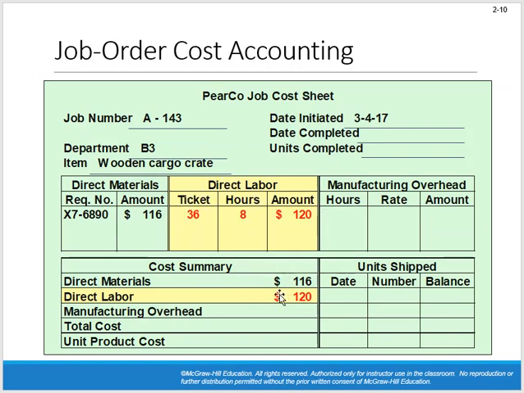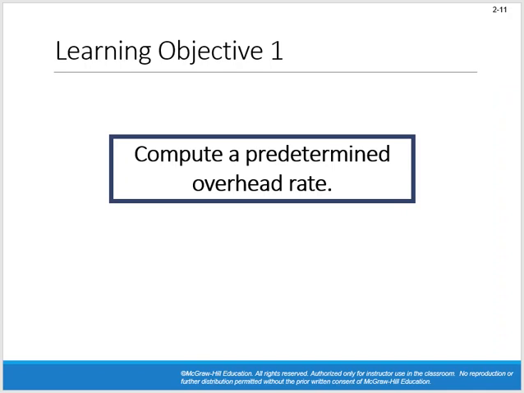So $120 of labor. But now MOH, that becomes the mystery, right? The direct costs are easy. They're conveniently and easily traceable to that job. But then we've got to figure out what to do with the MOH. So let's go to predetermined overhead rate. So we need to talk a bit about that and figure out how that works with MOH here.